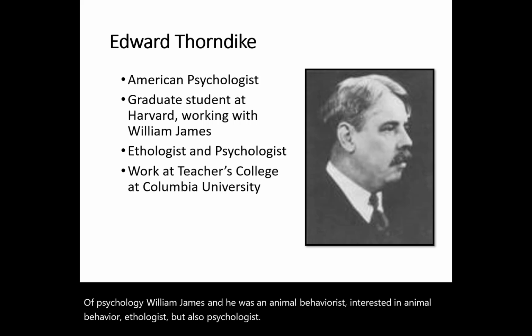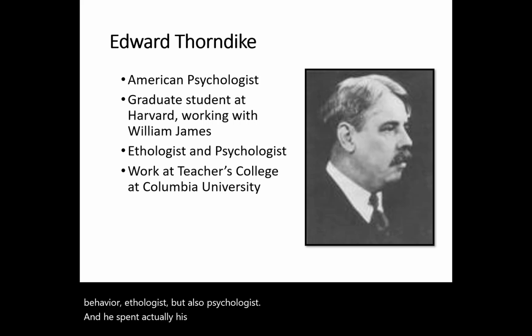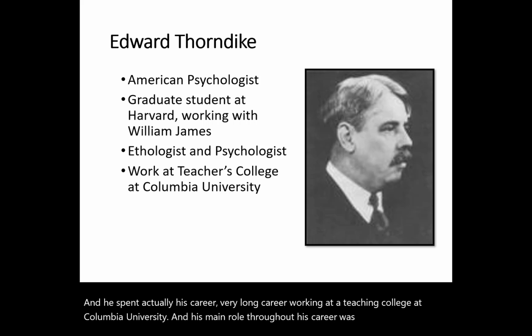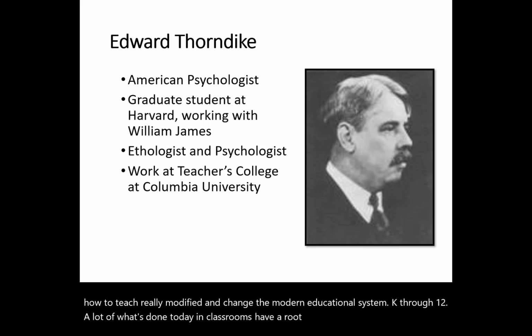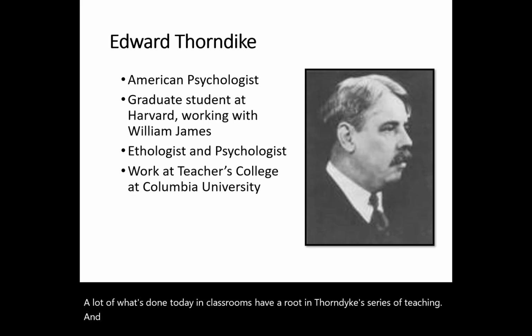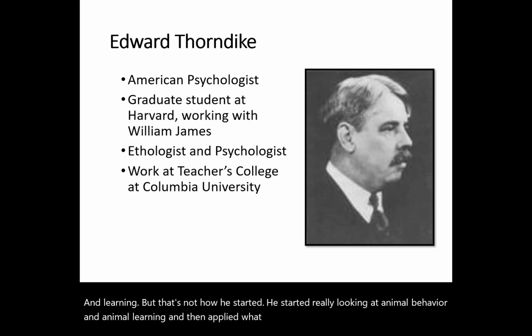He spent a very long career working at a teaching college at Columbia University. His main role throughout his career was teaching teachers how to teach. He really modified and changed the modern educational system, K through 12. A lot of what's done today in classrooms has its roots in Thorndike's theories of teaching and learning. But that's not how he started. He started by looking at animal behavior and animal learning, and then applied what he learned from animals to children.